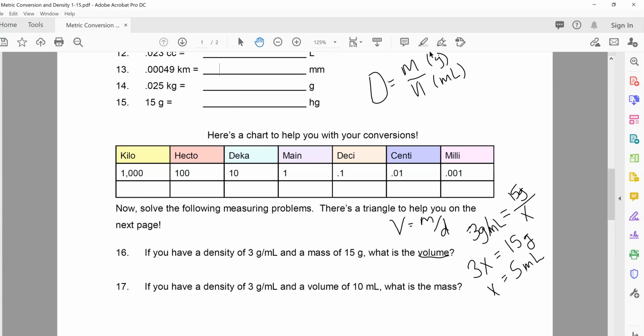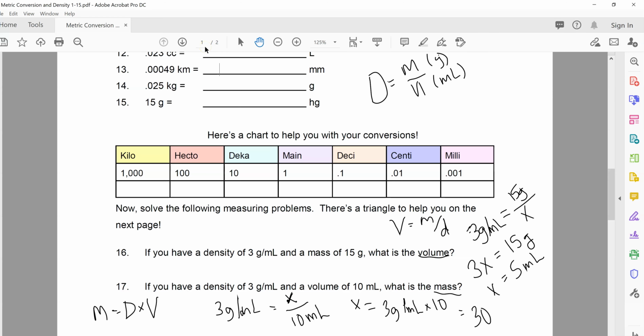Now this next one is solving for mass. When we solve for mass, it is going to be mass equals density times volume. So here we know our density is 3 grams over milliliters. We are looking for mass, which is now x, and we know that we have 10 milliliters for our volume. So now we're solving for the mass, so that's going to be x equals density times volume. So mass is now 30 grams.